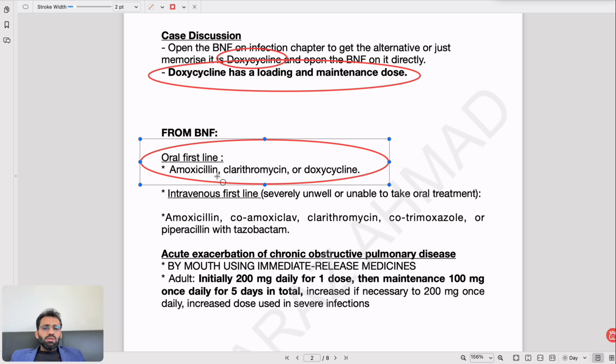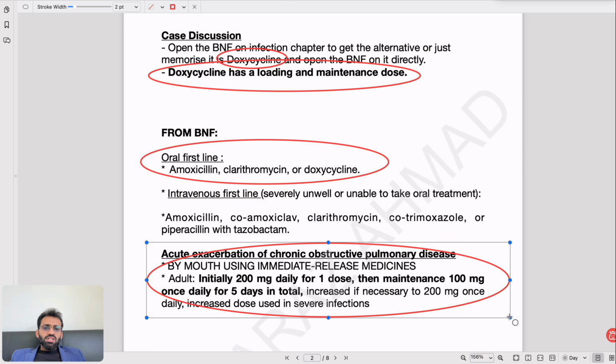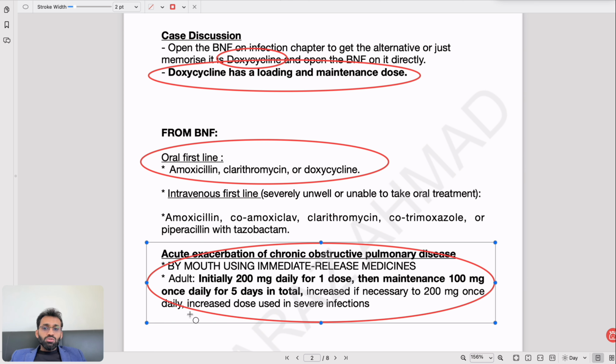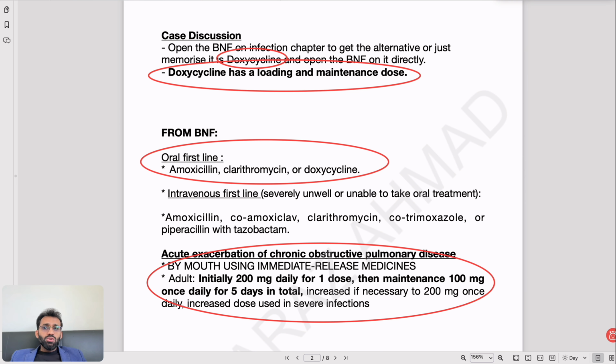We are talking about the oral route today. I will not talk about the intravenous. Acute exacerbation of chronic obstructive pulmonary disease, by mouth. So initially, as I told you previously, doxycycline has the loading and the maintenance dose. The loading dose will be initially 200 mg for 1 day, and then 100 mg for 4 days. In this way you have to write.